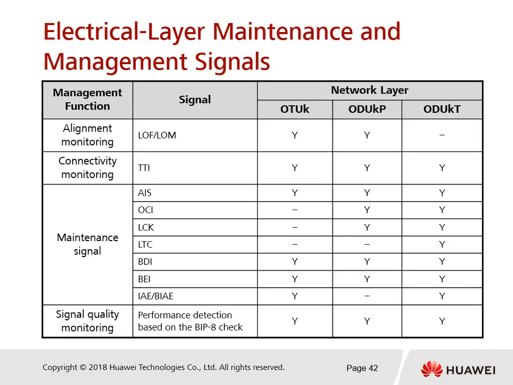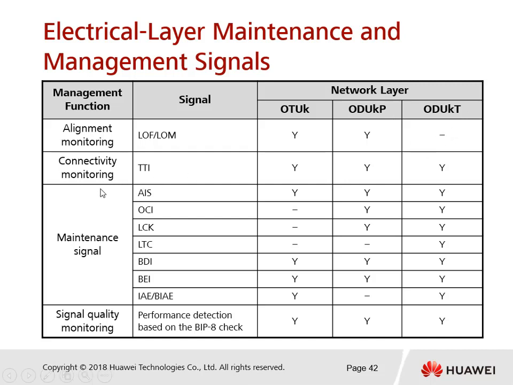So next, let's look at the maintenance signals for the electric layer. And here we have the functions for the management. For example, the first one, we have the alignment monitoring. For this, we can use LOF or LOM. LOF means loss of frame. LOM means loss of multiframe. For the OTUK and ODUKP, we can support it. For the ODUKT, it cannot be supported.